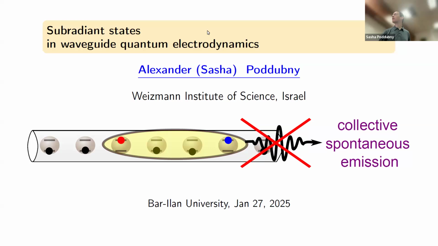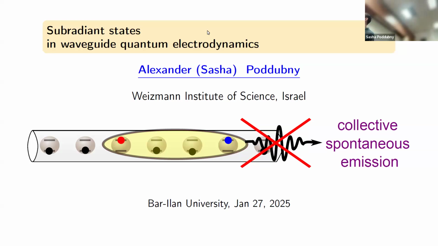Today I will talk about subradiant states in waveguide quantum electrodynamics. Basically the only model I will talk about will be this photonic waveguide. This tube is a waveguide, photons can propagate inside it. And then this waveguide is coupled to two-level atoms. I will talk about what I mean by two-level atoms, like in theory and what exists in real life. But just let me say for now, there are two-level atoms.